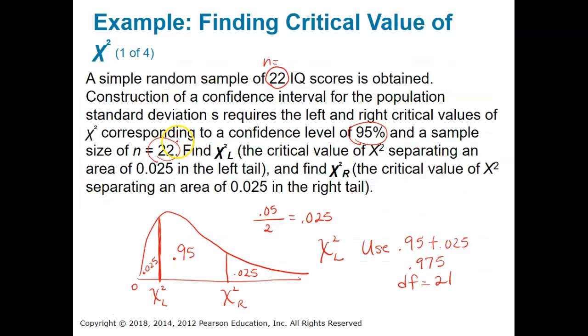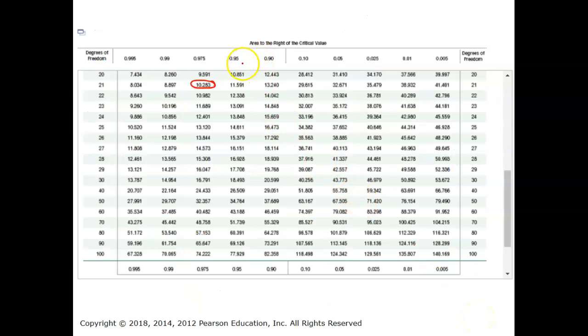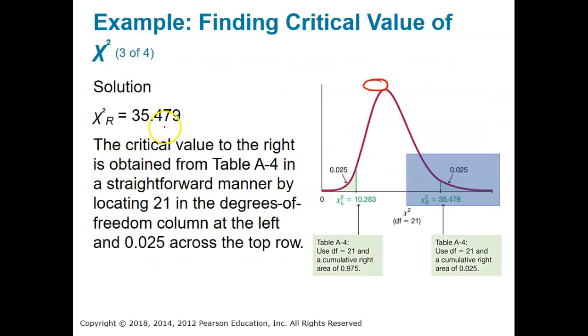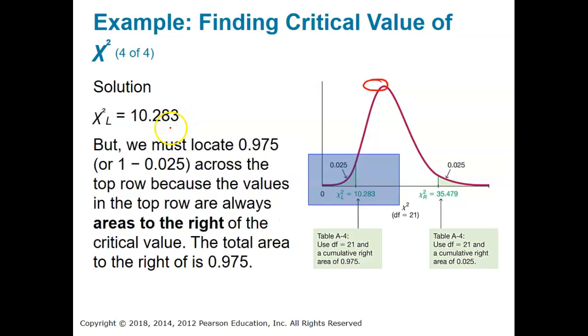But if we go back and look here, if I'm going to find chi-squared right, I'm going to look here, and my area to the right is 0.025, and so I'm going to have 21 degrees of freedom for that one as well. So on my table, I'm going to go to 0.025 and then 21 degrees of freedom, and so that's my other value that I'm going to be using. That's my chi-squared right. So I'm going to have 35.479 for my chi-squared right, and then I'm going to have 10.283 for my chi-squared left.